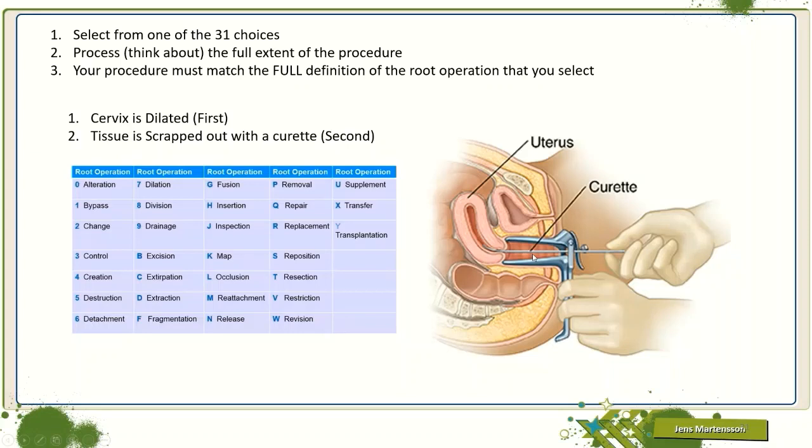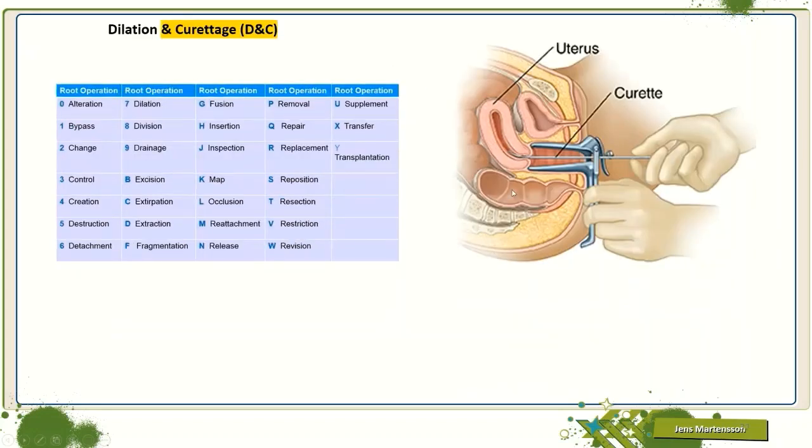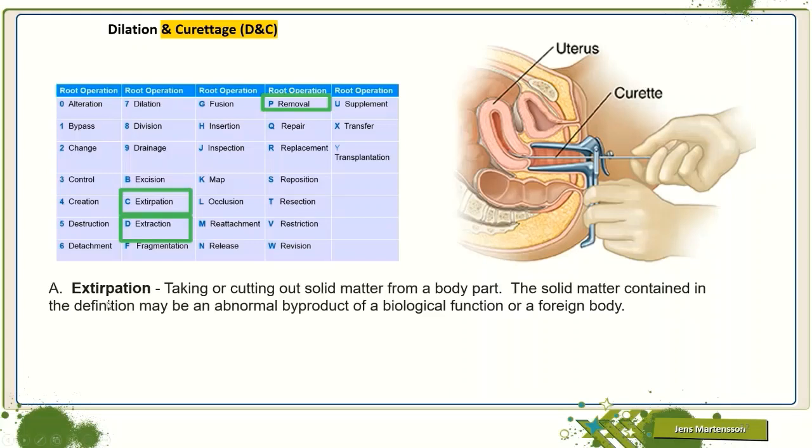Someone said the second one, absolutely the second one. So let's focus on that second one. That's right, Reagan. Outstanding. If we're coding for dilation and curettage, the most definitive of the two could be extirpation, extraction, or removal. What say you, coders? Let me define them.